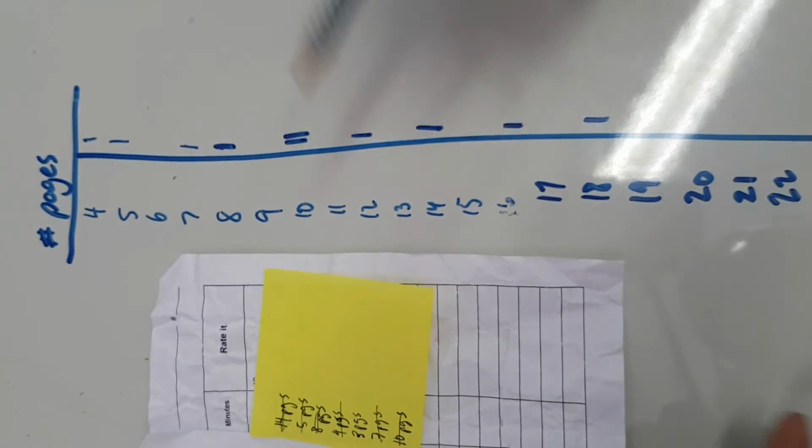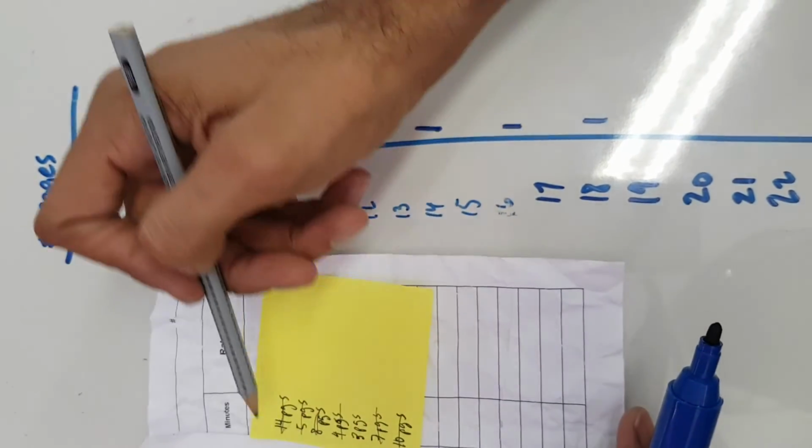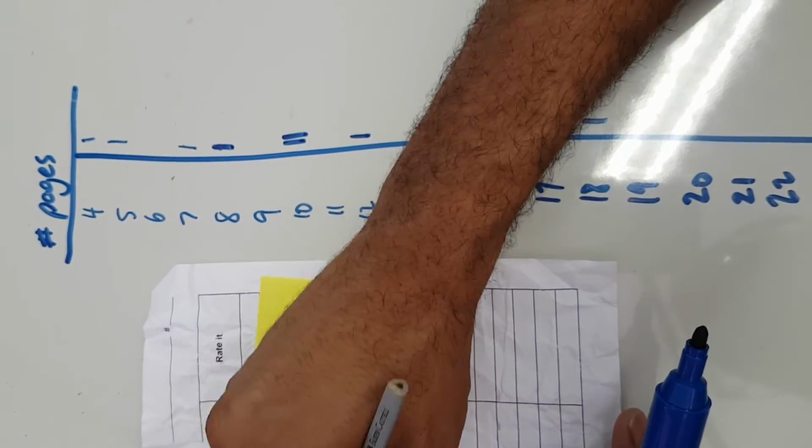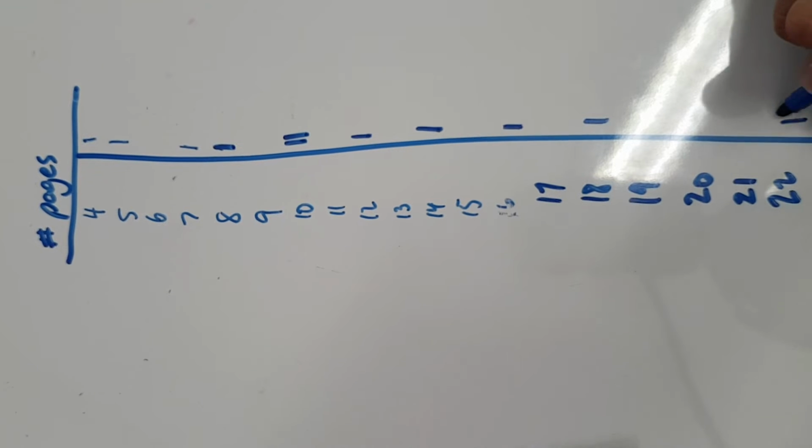Okay, let's see. No one has read 19. No one has read 20. No one has read 21. Someone has read 22 two times. Let's just stop and look at this data.